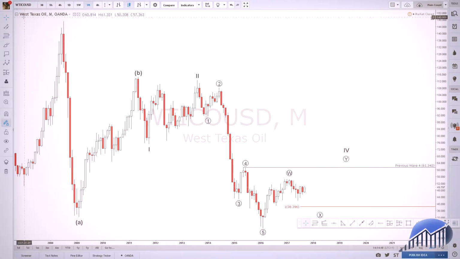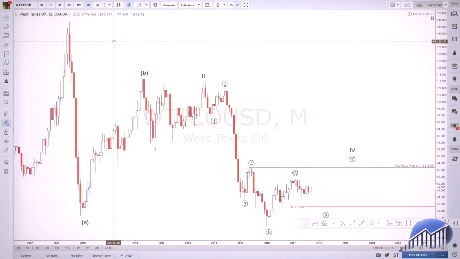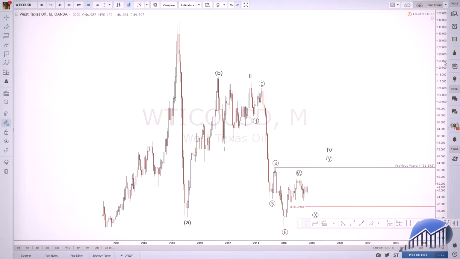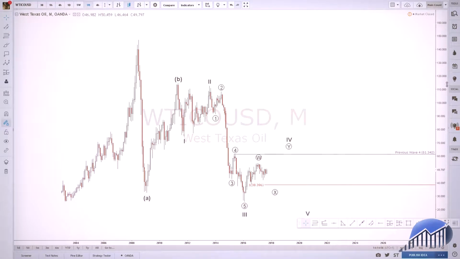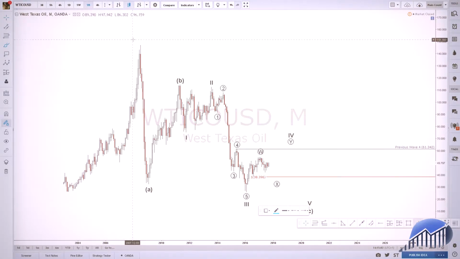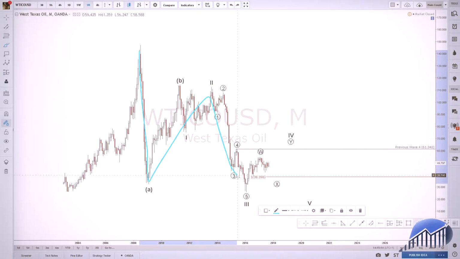So I'm going to start with West Texas Oil here, and this is the pretty big time frame. I'm on the monthly. So if I zoom out a bit, there were actually 5 waves into here. TradingView charts don't actually provide that data, but there are 5 waves into here. I've looked on other sources, and then we've just had this 3-wave correction that's been taking place now.